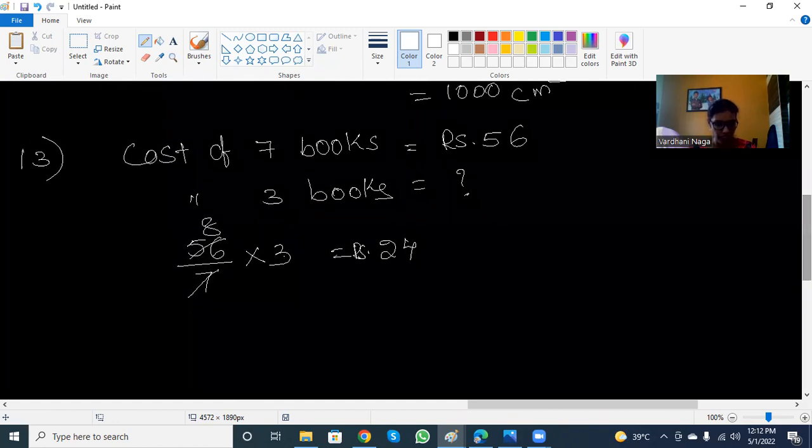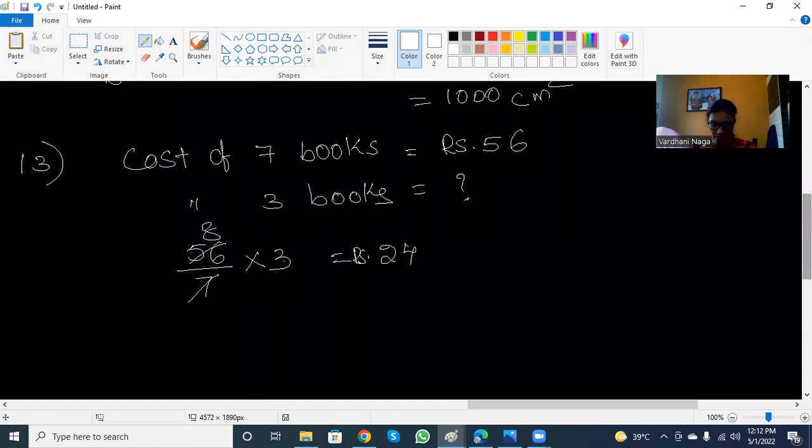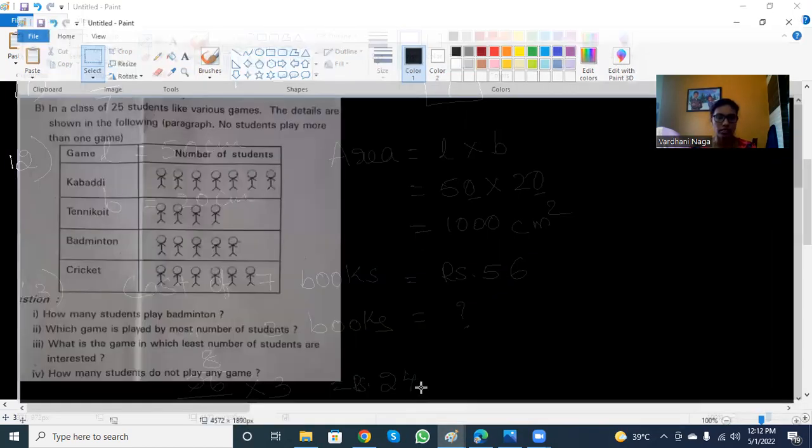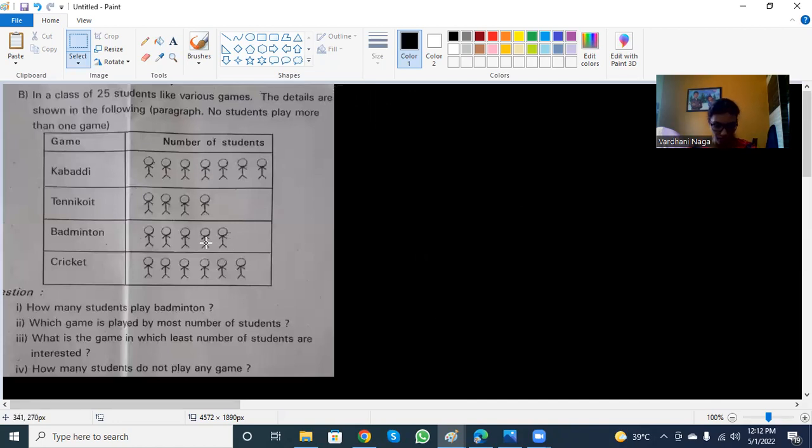Okay. That's all. Section 2 ends here. Section 3, 14 mark questions. I just took one of the questions here. First we'll solve this 15th question.